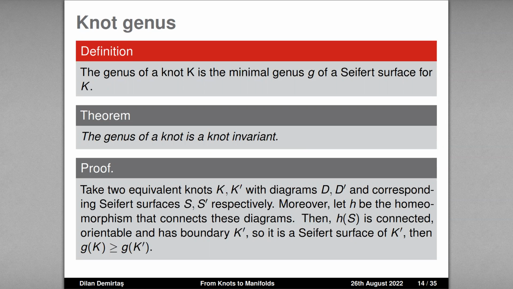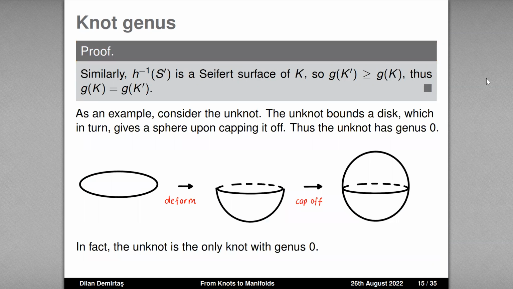And we see that the Seifert surface under this homeomorphism is a connected orientable surface with boundary K prime. So it is actually a Seifert surface for K prime. That way, we see that the genus of K is greater than or equal to the genus of K prime. Well, on the other hand, a homeomorphism has, by definition, a continuous inverse. So the inverse image of S prime is a Seifert surface for K as well. Then the genus of K prime is greater than or equal to the genus of K. That way, we show that for equivalent knots, we have equal genera.